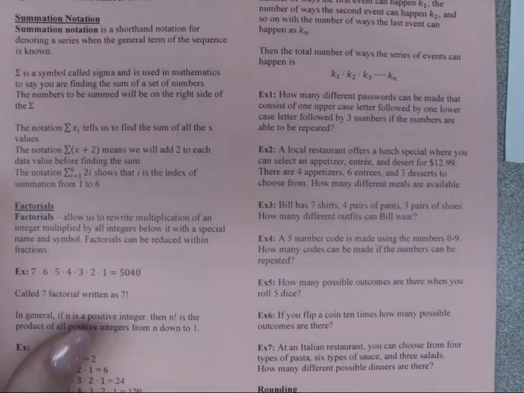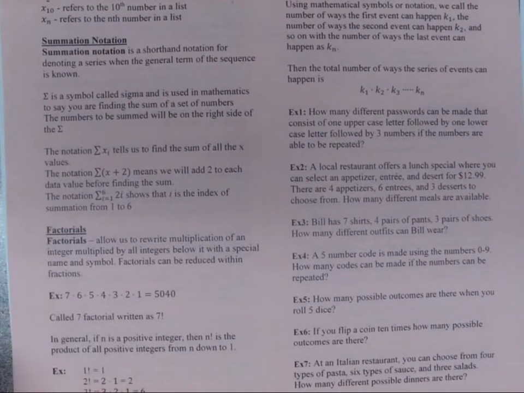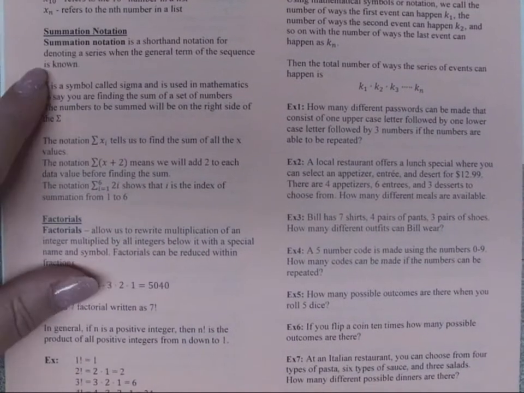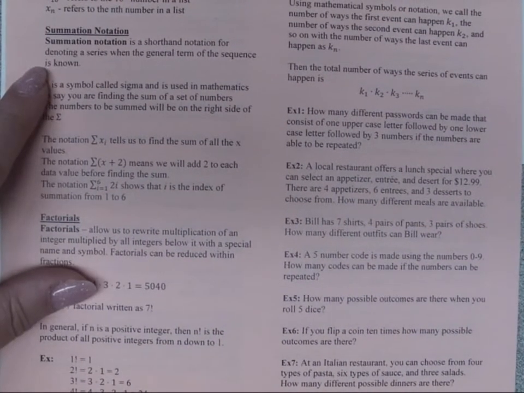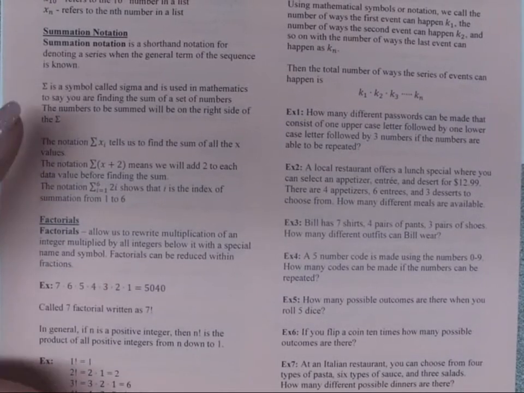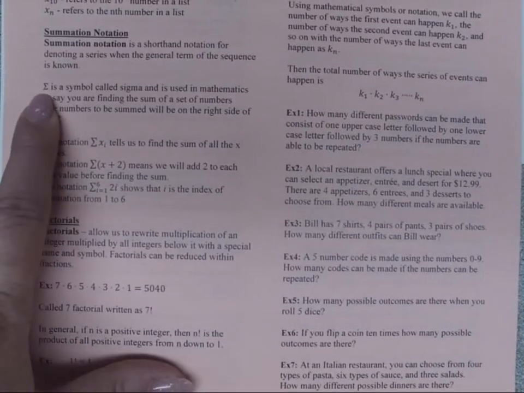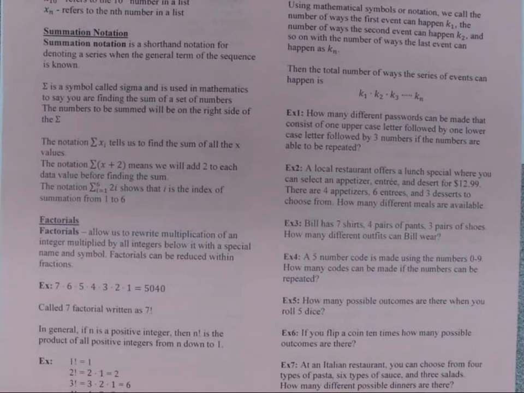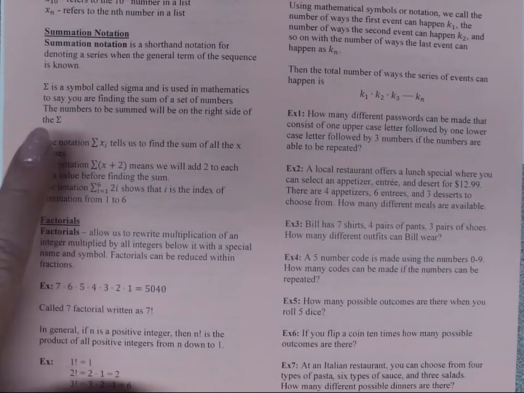All right, so we are looking at summation notation. Summation notation is a shorthand notation for denoting a series when the general term of the sequence is known. This little symbol here is called sigma, and it looks like an E. It's used in mathematics to say you're finding the sum of a set of numbers. The numbers to be summed will be on the right side of the sigma symbol.